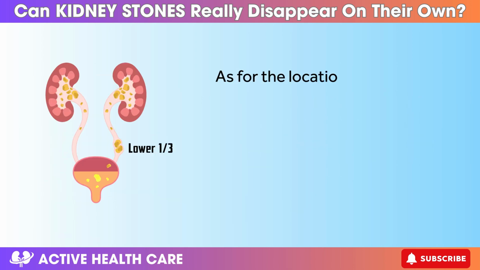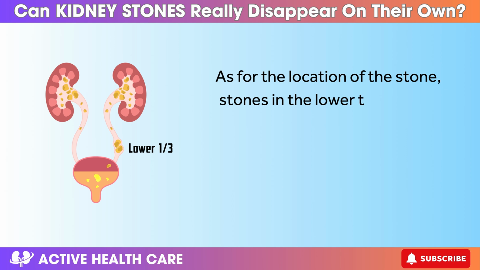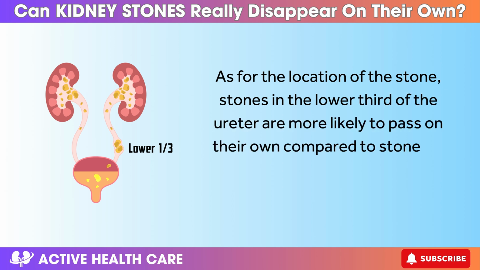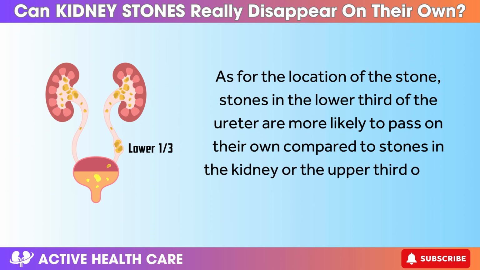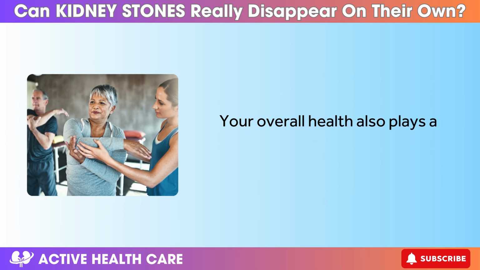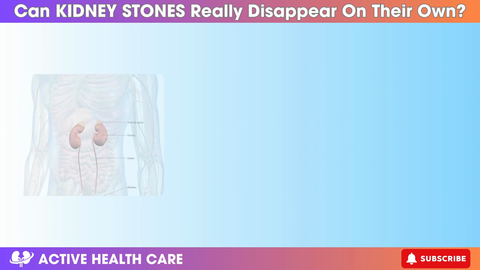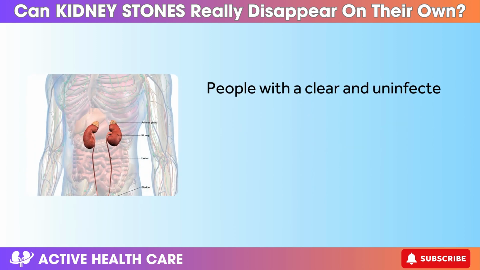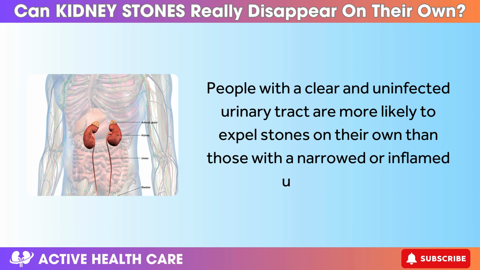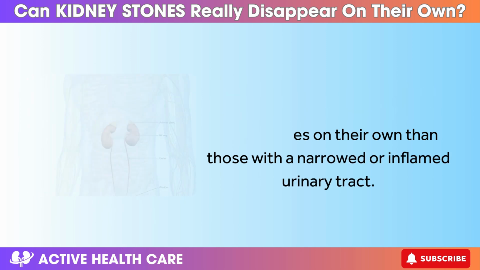As for the location of the stone, stones in the lower third of the ureter are more likely to pass on their own compared to stones in the kidney or the upper third of the ureter. Your overall health also plays a role. People with a clear and uninfected urinary tract are more likely to expel stones on their own than those with a narrowed or inflamed urinary tract.